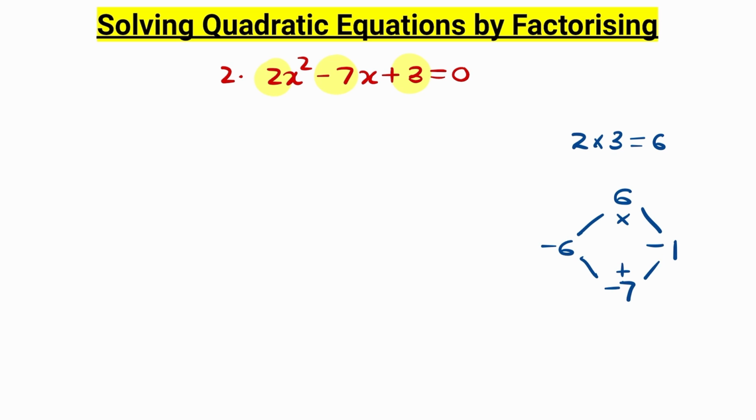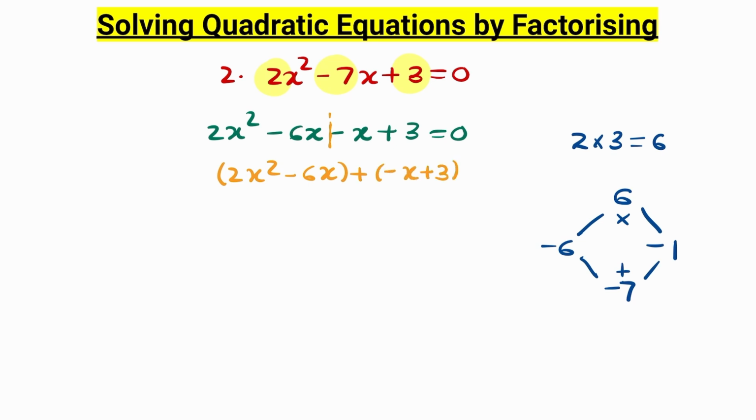Now we can expand this equation and write it 2x squared minus 6x. We are writing minus 7x as minus 6x minus x plus 3 equal to 0. Now we can divide this equation into two parts and rewrite it as 2x squared minus 6x within one bracket and minus x plus 3 within the other bracket equal to 0.